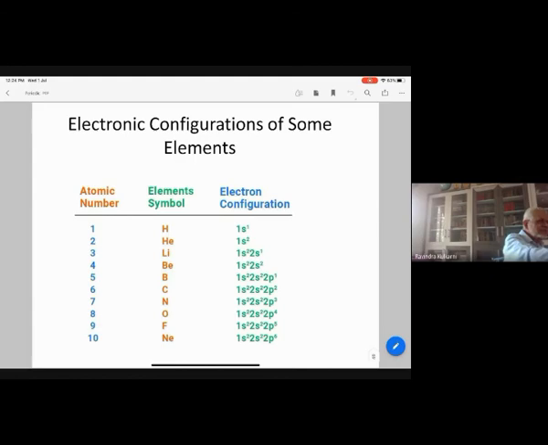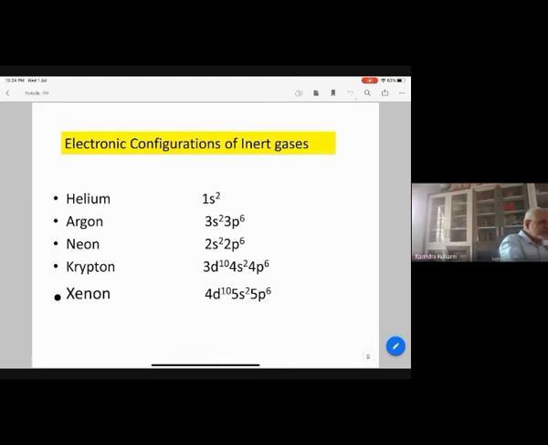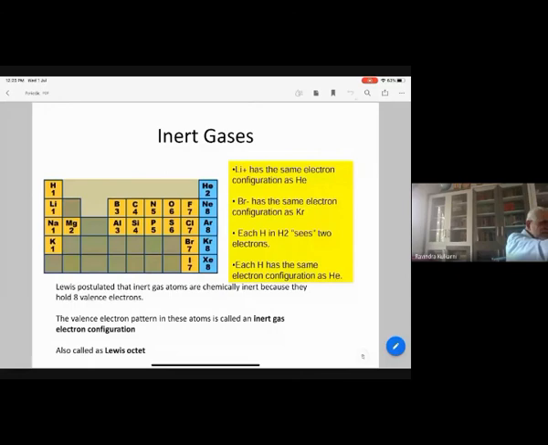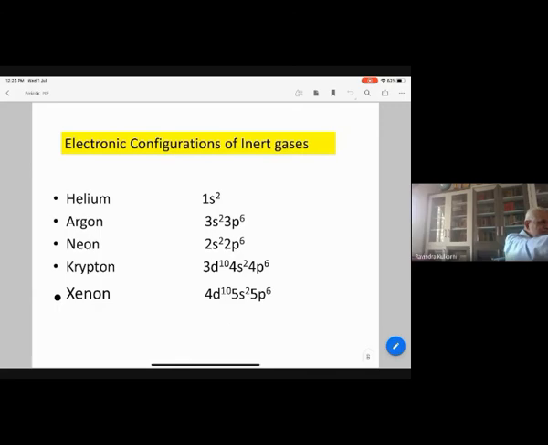Now, previous one. Next, go up. This one. No, previous one.